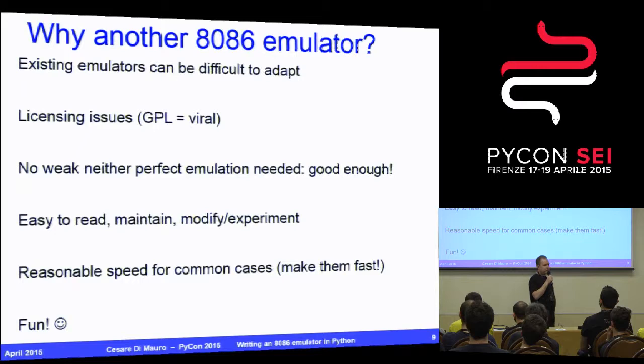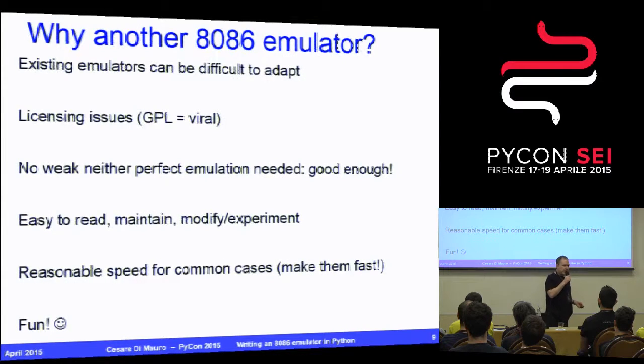Why have I chosen to write another x86 emulator? For several reasons. Because the existing ones are difficult to adapt to what I need, and I will talk about that after. For licensing issues, because many times that stuff is under the GPL, and the GPL is a viral license. You cannot use that stuff in your project, otherwise you have to release it and so on. Some emulators are weak because they don't implement everything for the x86, or are too perfect, which means they are pretty slow.